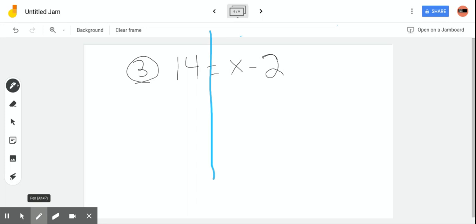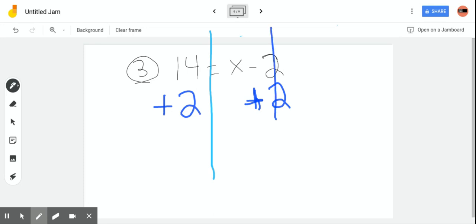Look at the variable and look what's on the side of the variable. What's on the side with the variable? It's a negative 2. So what's the opposite of negative 2? Plus 2. So I'm going to add 2, not very neatly, on both sides. At this time, some people will say, oh, I want to add 14. If you added 14 up there, you wouldn't get the x isolated. So we've got to get rid of the negative 2, so we add 2 to both sides.